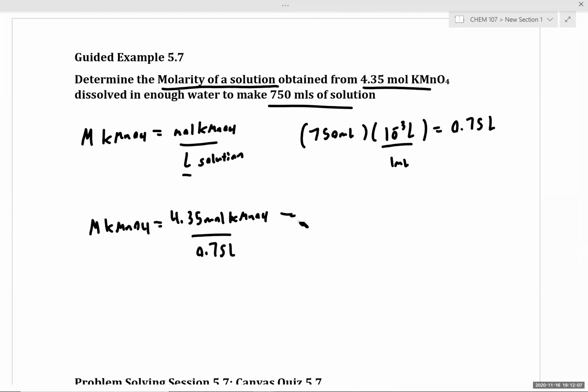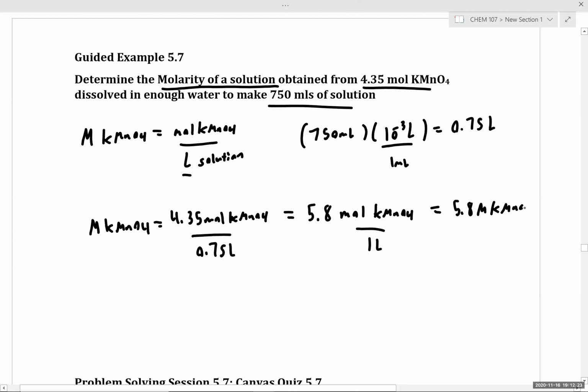And that in turn gives us, following sig fig rules, our final output should have 2 sig figs, and that gives us 5.8 moles of potassium permanganate per 1 liter, or 5.8 molar KMnO4. You have to specify what you're referring to when you indicate molarity. This is the molarity, the concentration of potassium permanganate. You have to be specific because, as we'll see later on, you may want to calculate the concentration of a certain species in solution. And if you aren't specific, you're going to get things mixed up.